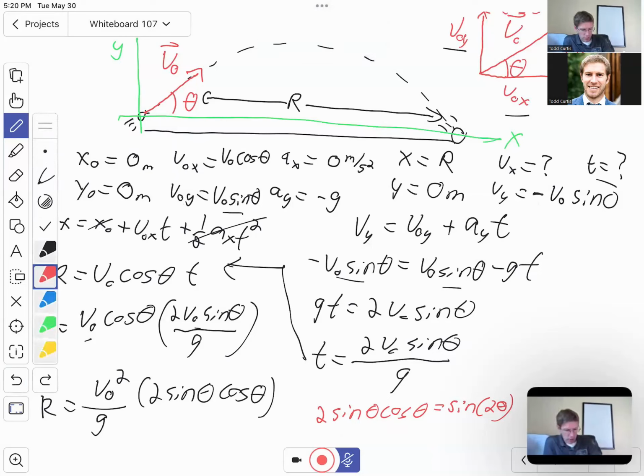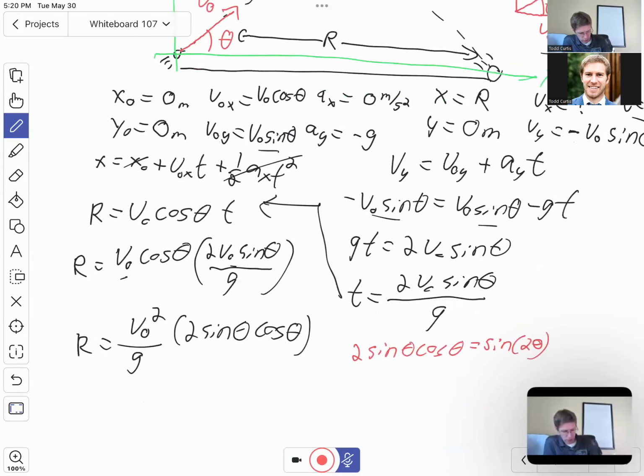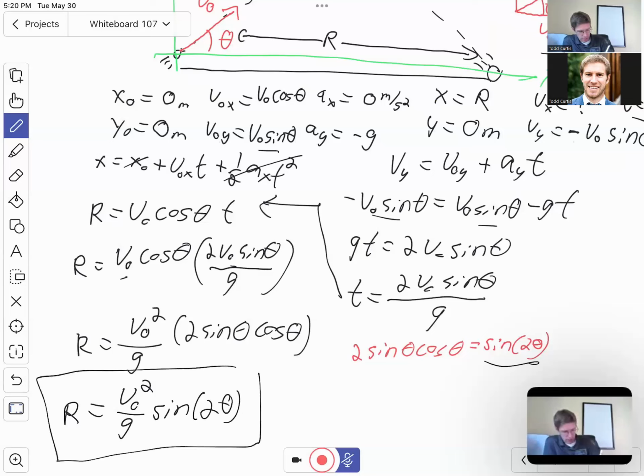And so then if we take that and put it into our equation that we've been working on, our range equation, now we have v initial squared over g, and then multiplied by the sine of 2 times the angle that it's launched at. And that is our derivation. Pretty good, tricky question, but pretty good nonetheless.